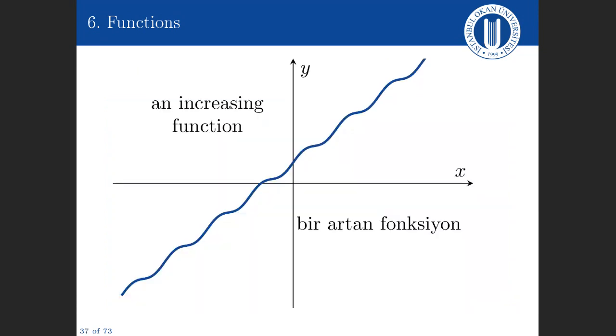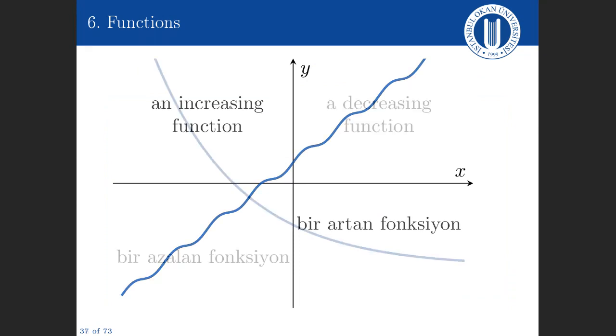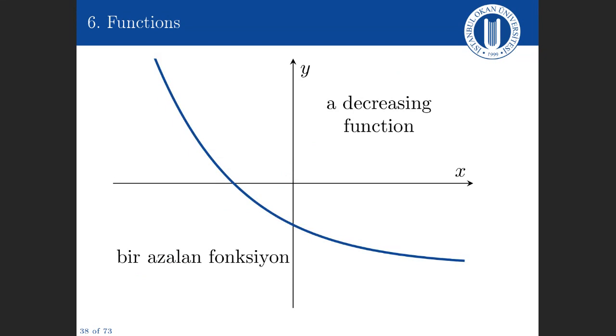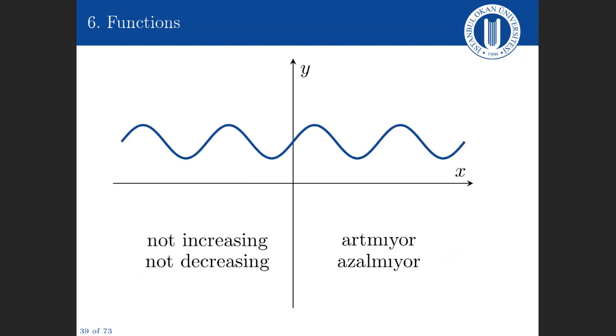For example, this function is always going up as we move to the right. This is an increasing function. This is a decreasing function. The function is always going down. And this function goes up, down, up, down, up, down, up, down. It's not always going up, so it's not increasing. It's not always going down, so it's not decreasing.